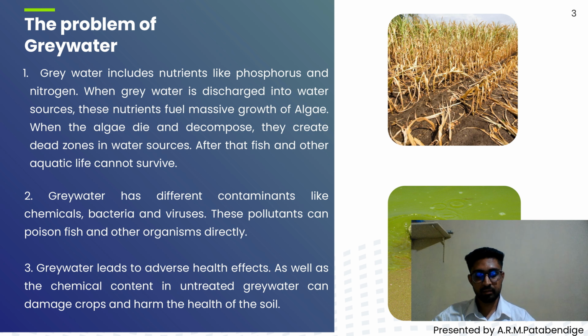2. Contamination and health risk. Beyond nutrients, greywater carries diverse contaminants: chemicals, bacteria and viruses. These pollutants can directly poison aquatic life, and when they seep into the ground or waterways, lead to adverse health effects for humans. 3. Soil harm. Finally, the chemical content in untreated greywater can damage crops and harm the long-term fertility and health of the soil itself, impacting agriculture.